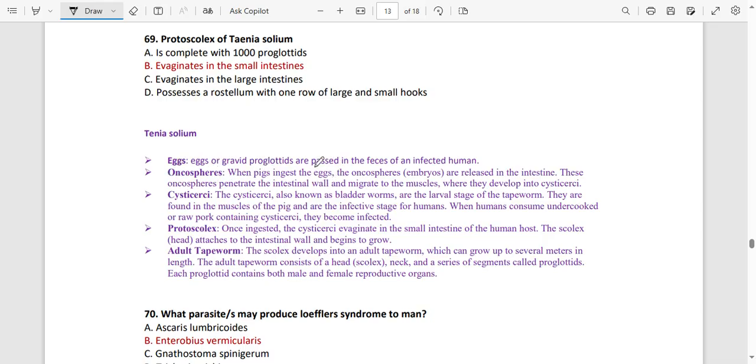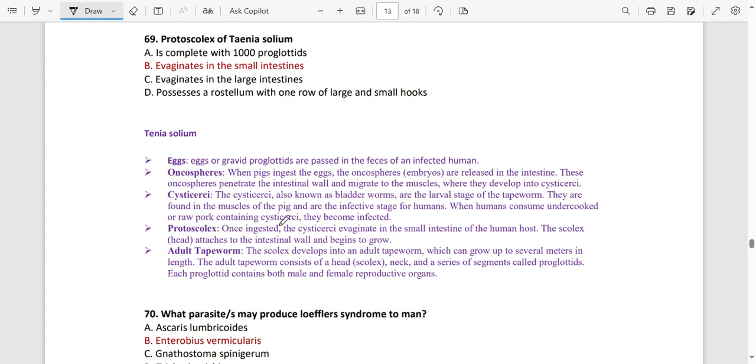So when the pigs ingest the eggs, the oncosphere, which is the embryo, is released in the intestines. There, the oncosphere will penetrate the intestinal wall and migrate to the muscle where they develop into cysticerci. The cysticerci, also known as bladder worms, are the larval stage of the tapeworm. They are found in the muscles of the pigs and are the infective stage for humans. When humans consume undercooked or raw pork containing cysticerci, they become infected.